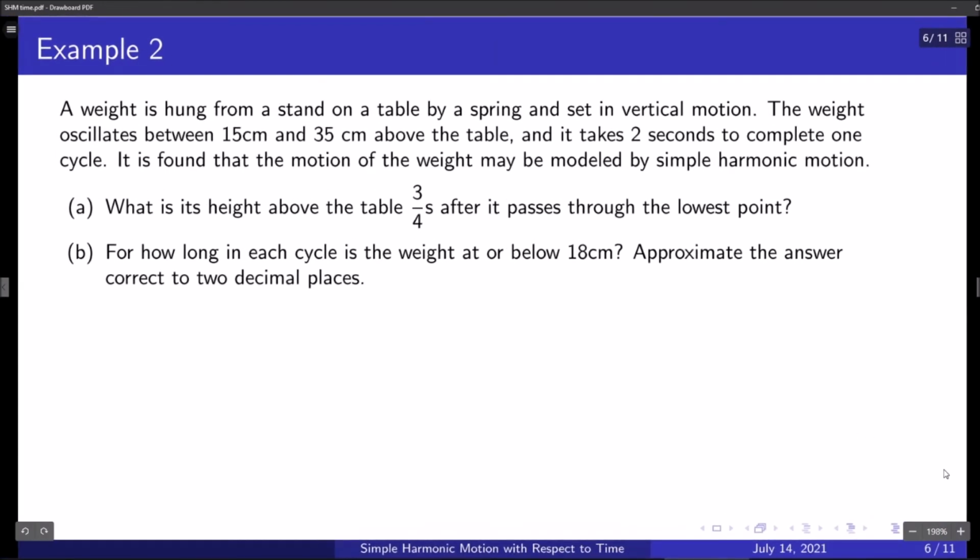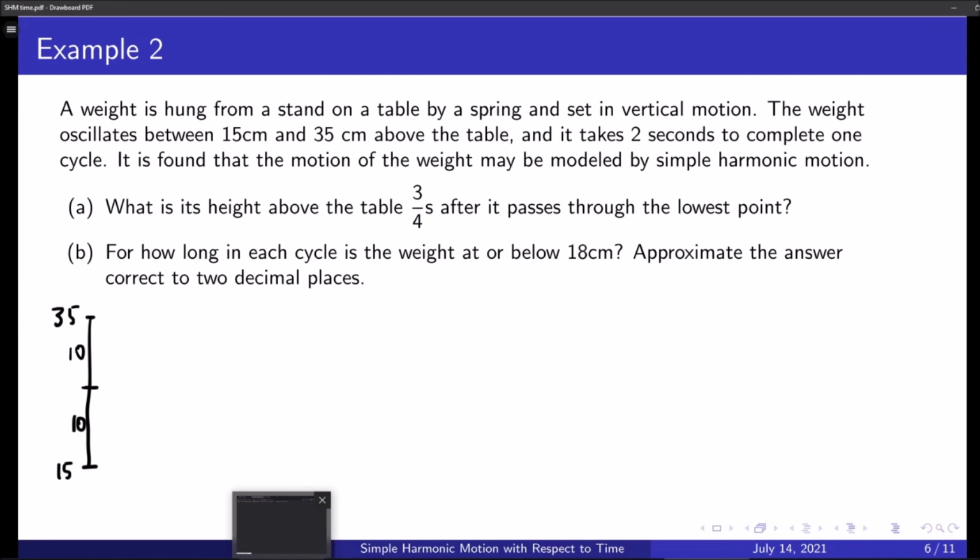Okay, so firstly, the oscillation is between 15 and 35 centimeters. What does that mean? It means if we have the lowest position of 15 and the highest position of 35, we have a neutral position here, so it's 10 above and 10 below. Okay, so that's the amplitude.